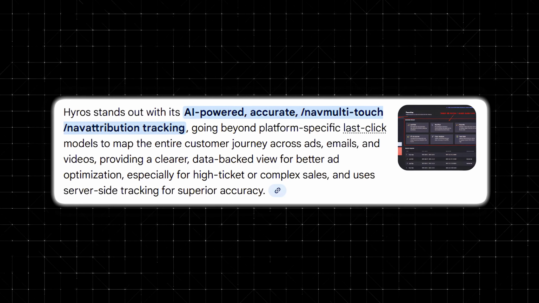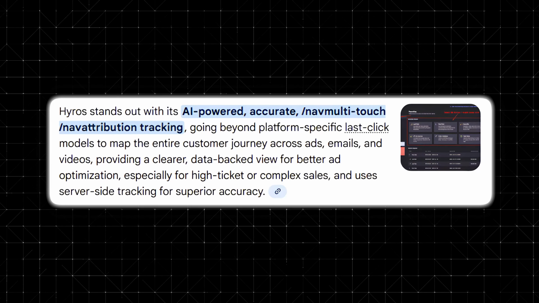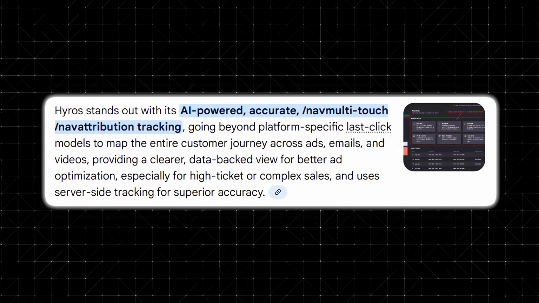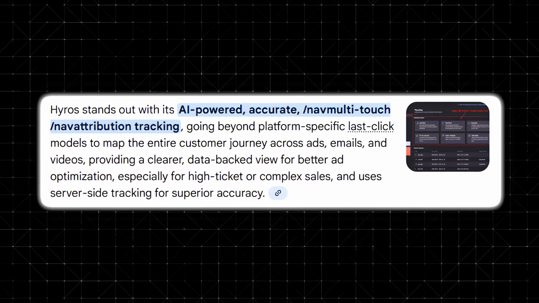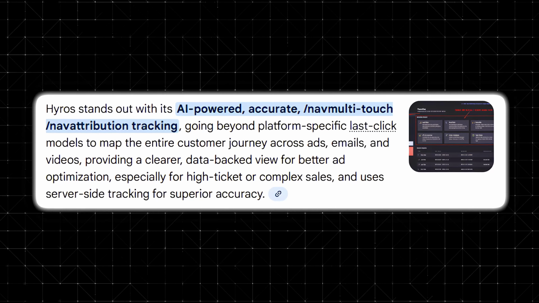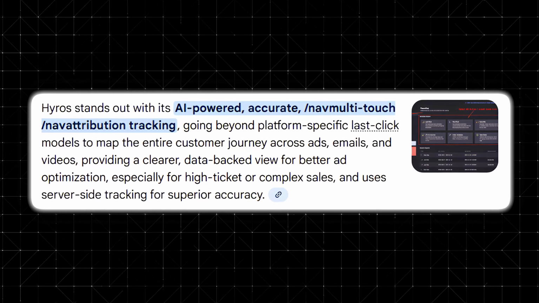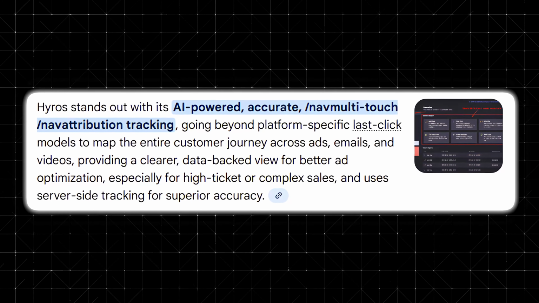What makes Hyros different? So Hyros approaches tracking differently. Instead of relying on simple last click or first click models, it uses multi-touch attribution to track the entire customer journey. That means every email click, phone call, ad click, and form submission is connected to the same user. Now, here's why this matters.